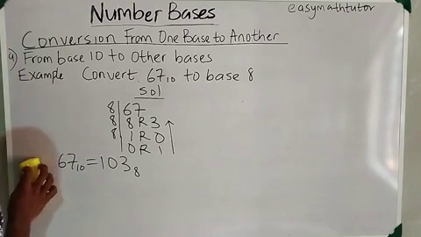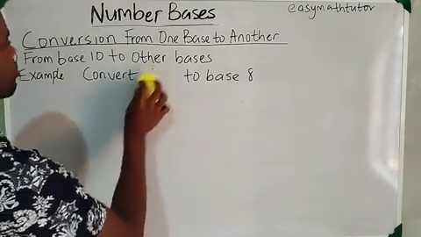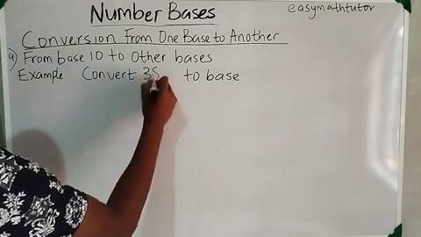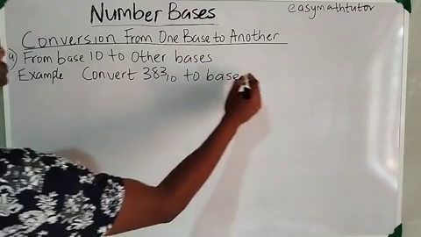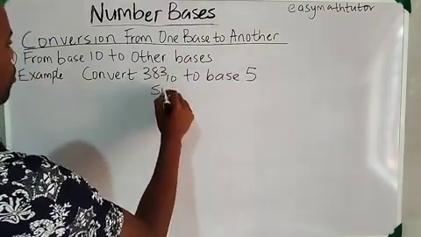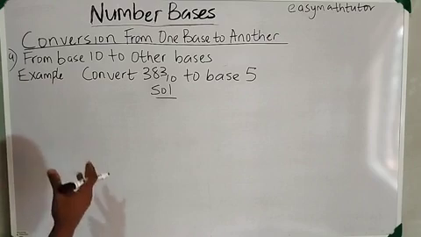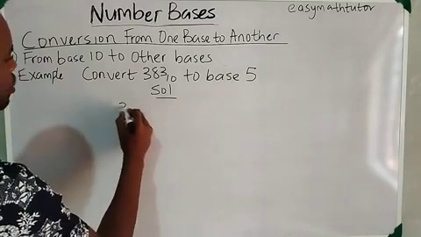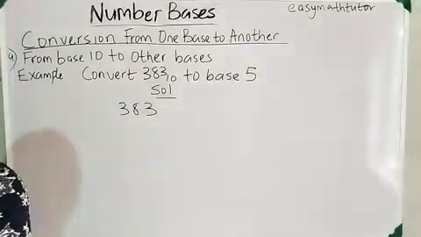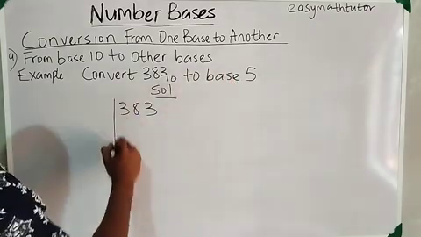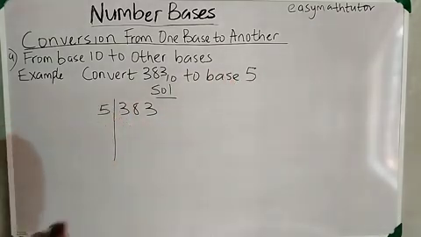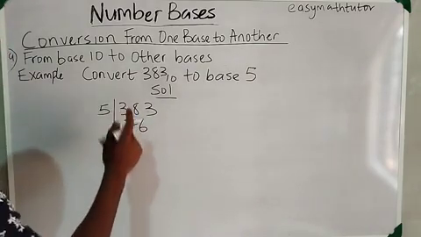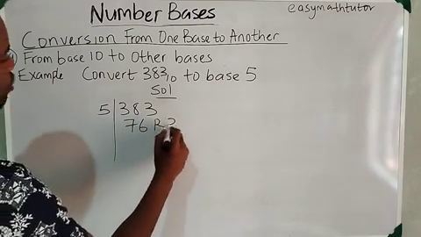Let us take another example. Now let us convert 383 in base 10 into base 5. How do we go about it? It's simply the same thing, long division method, and take note of the remainders. So 383, we are going to divide it by the new base, which is 5. So 383 divided by 5 is going to give us 76, because 5 times 76 is 380. So there's going to be a remainder of 3.